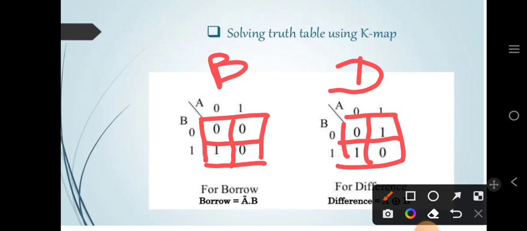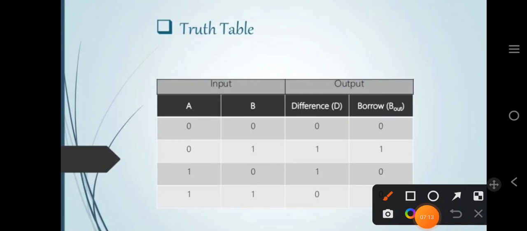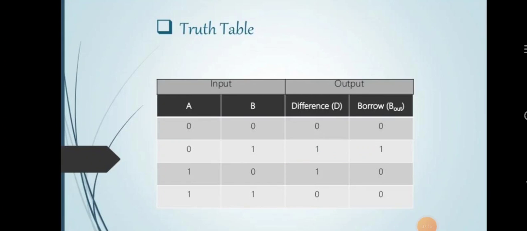So what you have to do is simply refer to this table. The difference is 0 1 1 0, which means for the combination 0 0, the difference is 0. For the combination 0 1, the difference is 1. For the combination 1 0, the difference output is 1, and the output for 1 1 is 0. So refer to this and put all the values in this K-map.